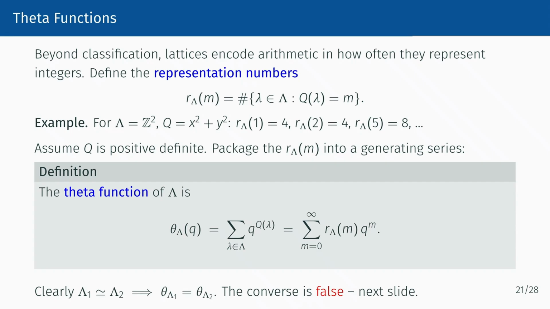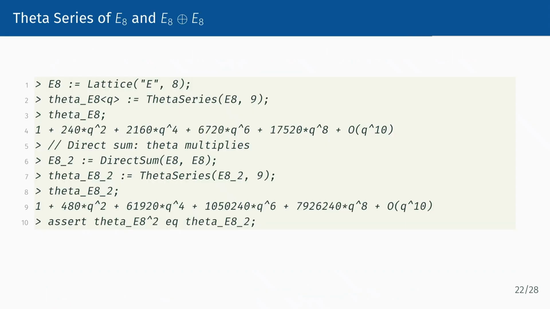So clearly, if we have two isometric lattices, their theta functions are the same because the representation numbers are the same. And the converse, as Keith said, is false. And this is the example that Witt produced in 1941. So we're going to look at the theta series of these two lattices, E16 and E8 plus E8, and see that it's the same, even though the lattices are not isometric.